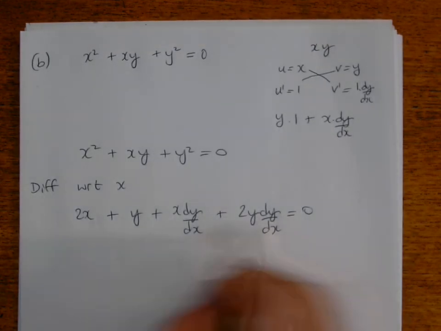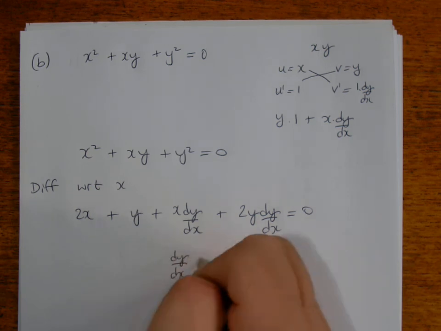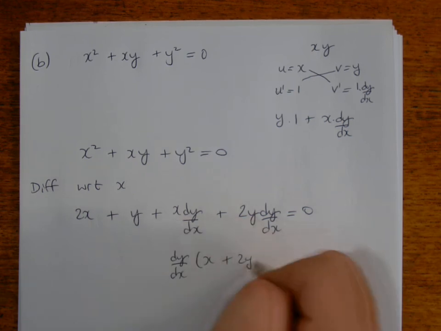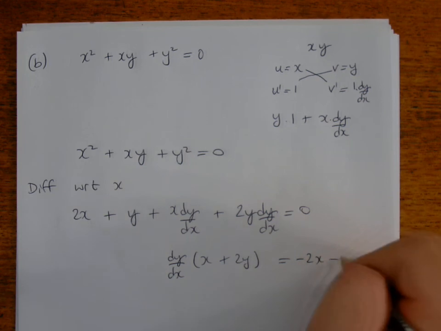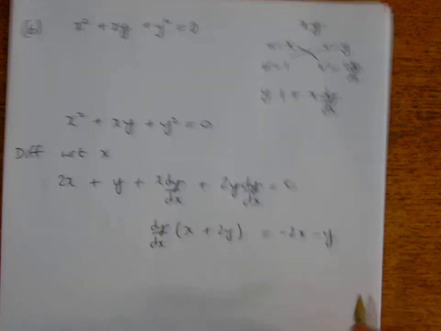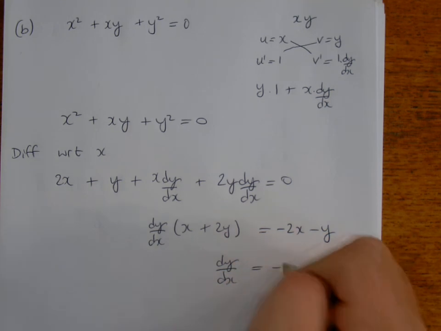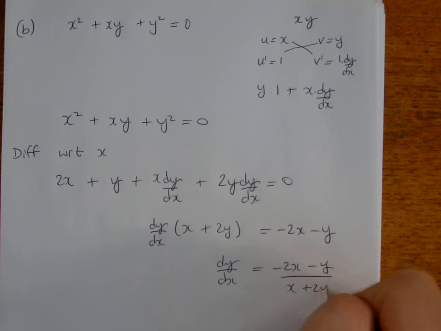So then group the dy dx's, factorize it rather. So got to times it by x to get that, and I've got to times it by 2y to get that. And take the other rubbish over to the side, so minus 2x minus y. Okay, and then I get dy dx is equal to minus 2x minus y all over x plus 2y.